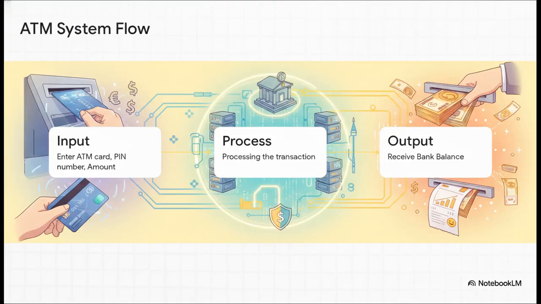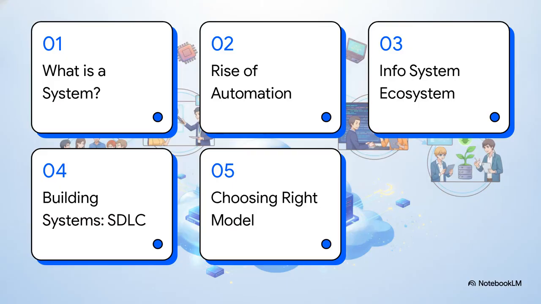And because they share that DNA, every system has the exact same core anatomy, which breaks down into three really simple steps. Let's use our ATM example again. It always starts with an input. That's you entering your card, your PIN, and the amount of money you want. Next up is the process, where the machine encrypts and processes that transaction with your bank. And finally, the output. You get your cash and a receipt showing your updated bank balance. Every single system you will ever encounter operates on this exact basic logical flow. Input, process, output.